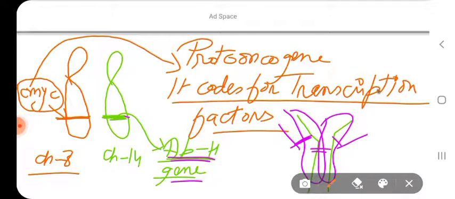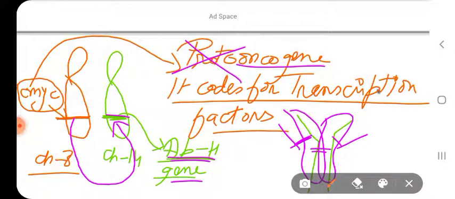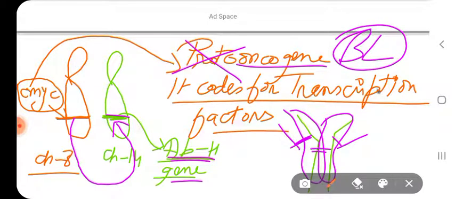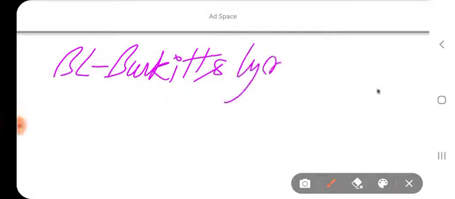So when the CMYC gene is translocated to this region, it forms an abnormal protein, and it causes the CMYC gene to convert from a proto-oncogene to an oncogene, and this exchange leads to the formation of a serious chronic congenital disease called BL. The full form of BL is Burkitt's lymphoma.